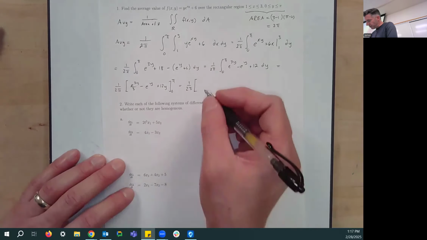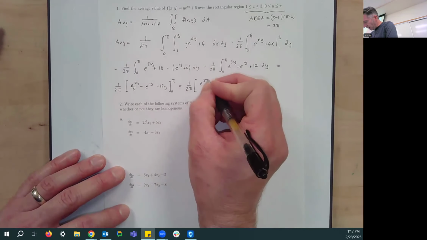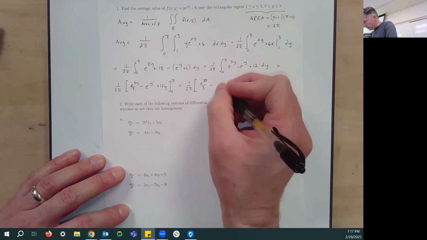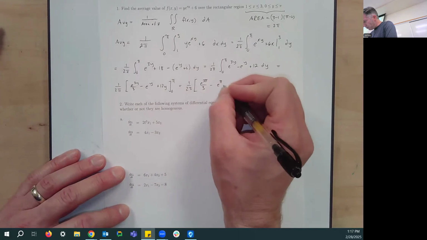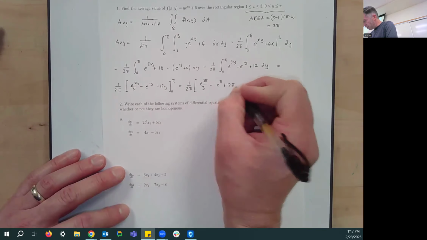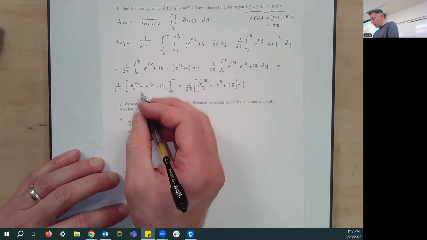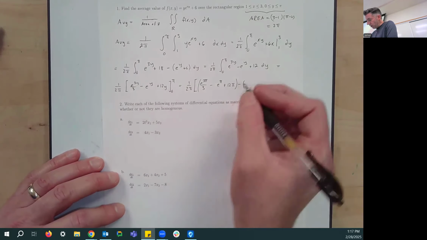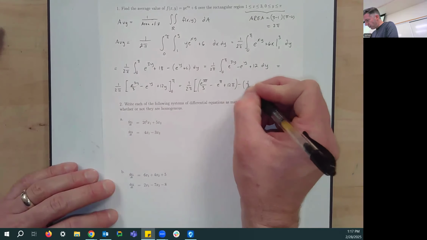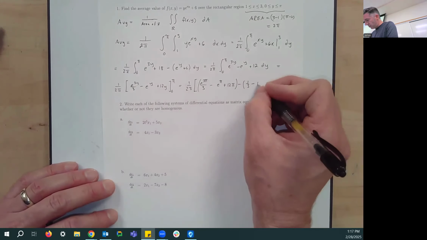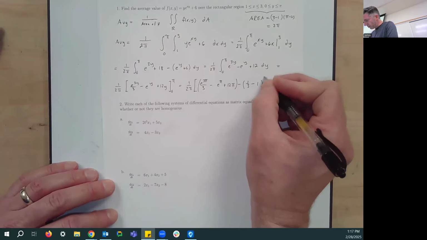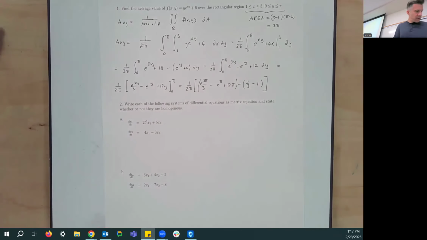Okay, so we get e to the 3 pi divided by 3 minus e to the pi plus 12 pi. And then minus e to the 0, which is going to be 1. So 1/3 minus e to the 0, which is 1, plus 0. I didn't simplify that as much in my notes, but same idea.